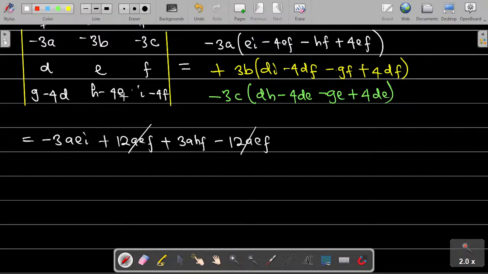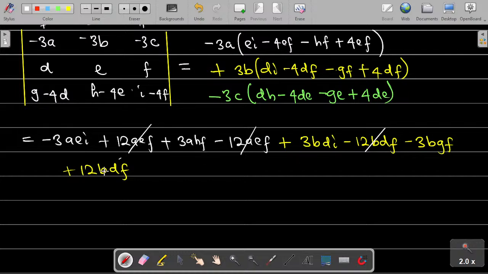All right, so let's go again. So we are now opening this one, plus 3BDI, then minus 12BDF, B should come first, then this one minus 3BGF. Okay, let's come down, and then lastly this will be 12 plus 12 BDF. Okay, is there anything common? Yet again you can see 12 BDF will go away.